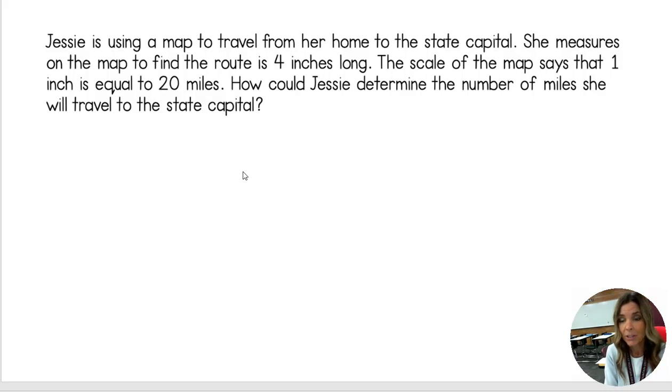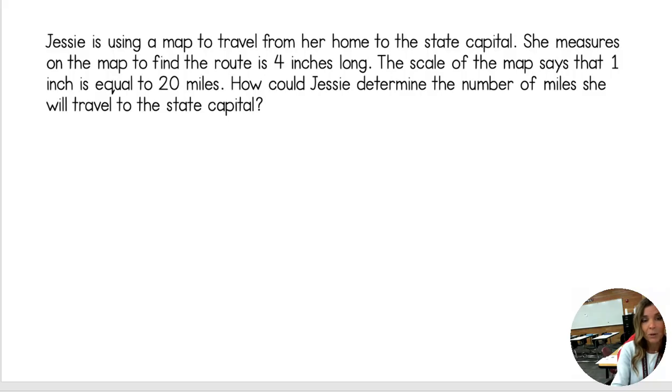So the very first problem says Jessie is using a map to travel from her home to the state capitol. She measures on the map to find the route is 4 inches long. The scale of the map says that 1 inch is equal to 20 miles. How could Jessie determine the number of miles she will travel to the state capitol?